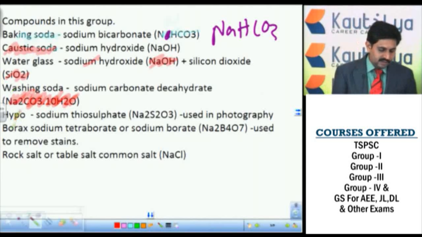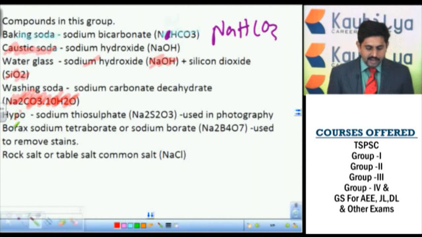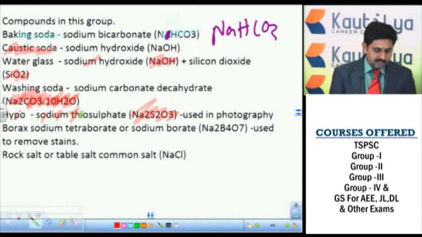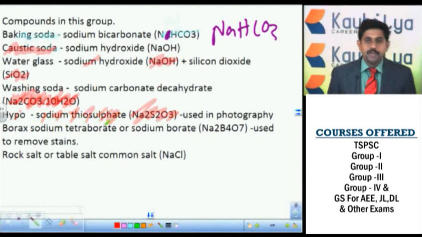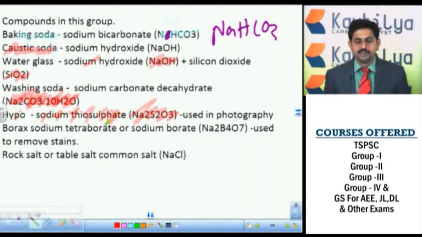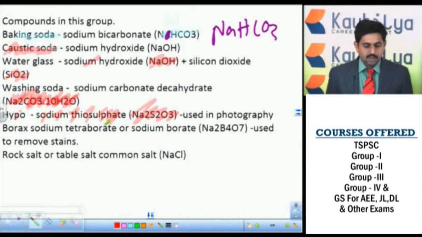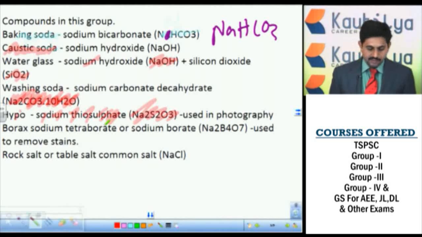One more thing is called hypo, which is used in photography film. The formula of hypo is Na2S2O3, sodium thiosulfate. Chemical name of hypo is sodium thiosulfate. Chemical name of baking soda is sodium bicarbonate. Chemical name of caustic soda is sodium hydroxide. Water glass is sodium hydroxide NaOH plus silicate SiO2. Then washing soda is sodium carbonate decahydrate. Soda ash is sodium carbonate. Then hypo is sodium thiosulfate. Thio means sulfur.